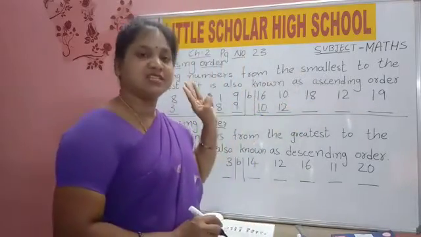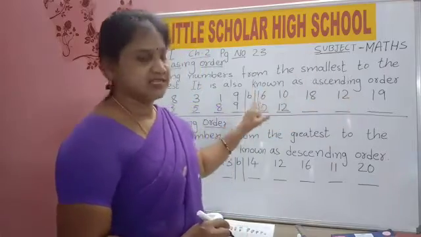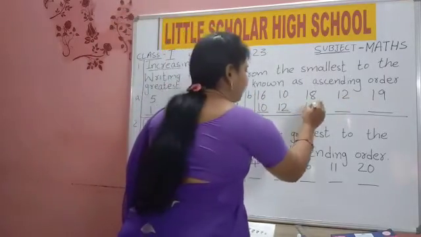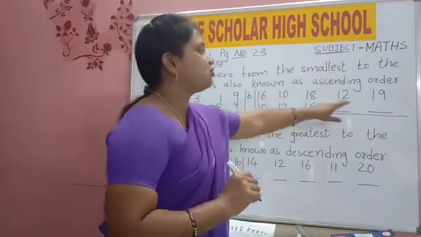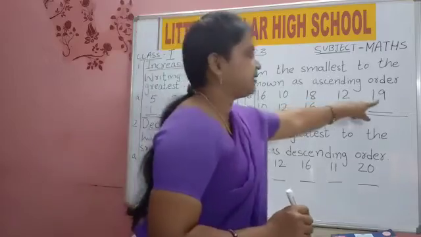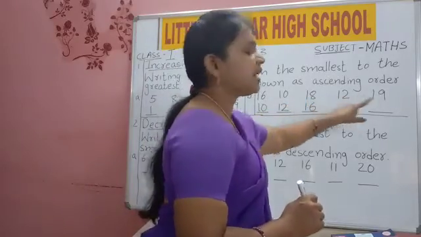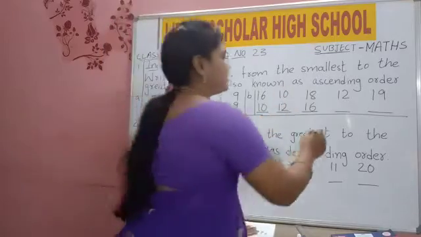Among these 3, which is the small? 16, 18 or 19? Yes, 16 is the next small number. We will write 16. Now 16 finished, 10 also finished, 12 also finished. We are left with 2 numbers now, 18 and 19. Among these 18 and 19, which is the small number? 18 is the first small number.